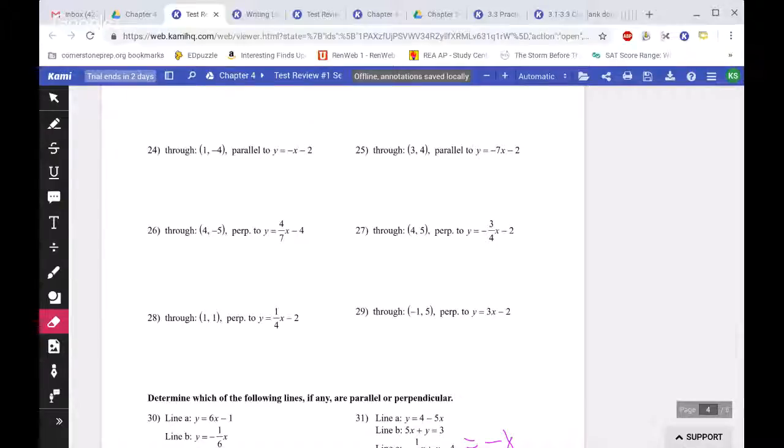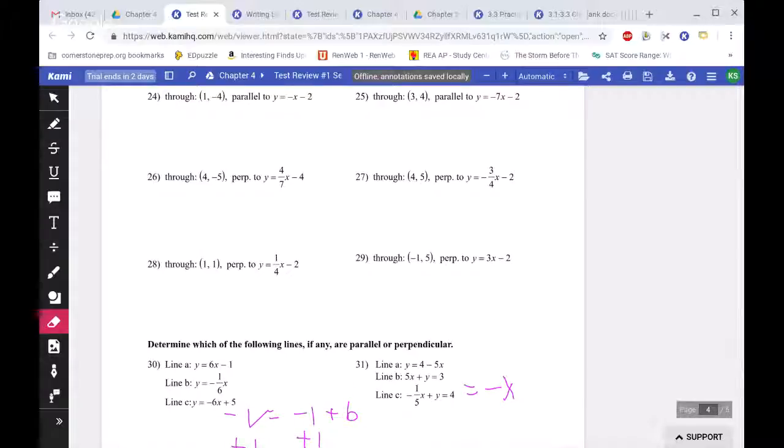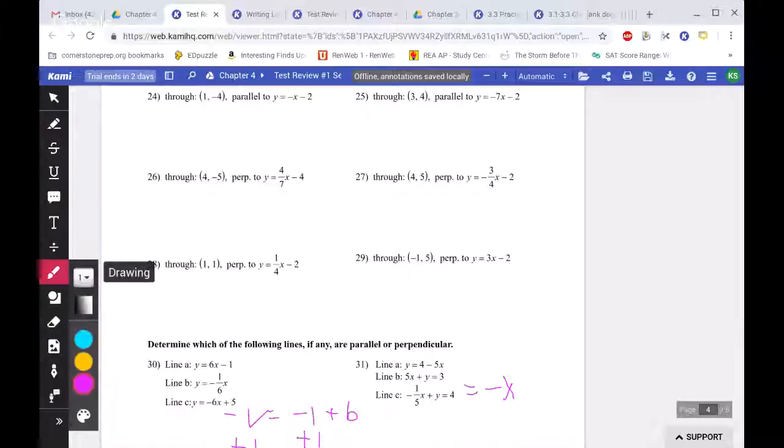Number 26. Okay. Give us a line that's perpendicular to y equals 4/7x minus 4. So you know that the slope of a perpendicular line is the opposite reciprocal. So what is the slope of the line that's going to be perpendicular to this line? -7 over 4. Absolutely. -7 over 4 is the slope.